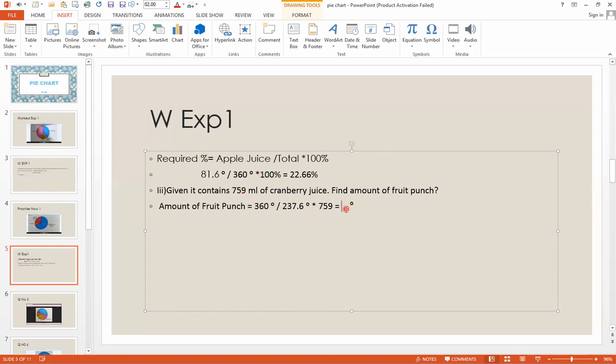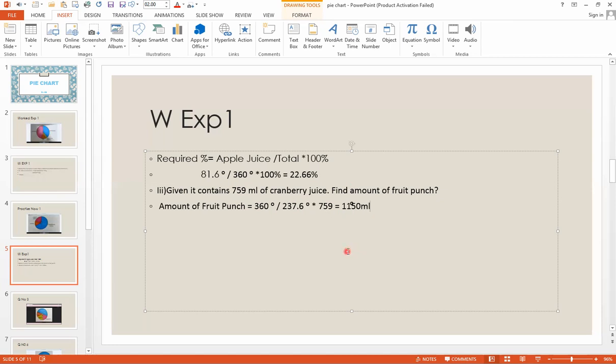So after solving the whole thing, you will get the value in milliliters, and that one is 1150 milliliters. Okay, that is given. So all this is about example 1 and practice 1.